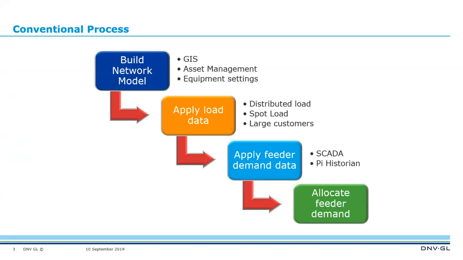So this is the conventional process. We generally build the network. We then apply the load data, apply feeder demand data, and then use load allocation to calibrate the load data that we've applied to get a model of how the load spreads across the network.